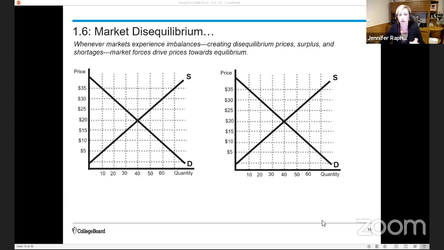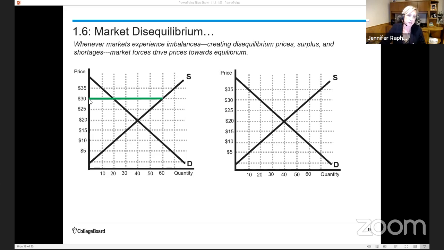What if the market price is not equal to the equilibrium price? So the sellers are responsible for setting prices. You don't go into a store and say, I'd like to pay $5 for that. You go into a store and you read the price tag. It's set by the seller. Well, what if the seller sets the price too high?